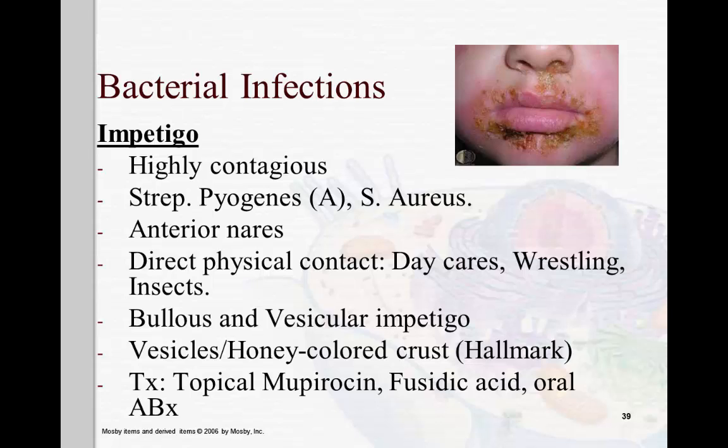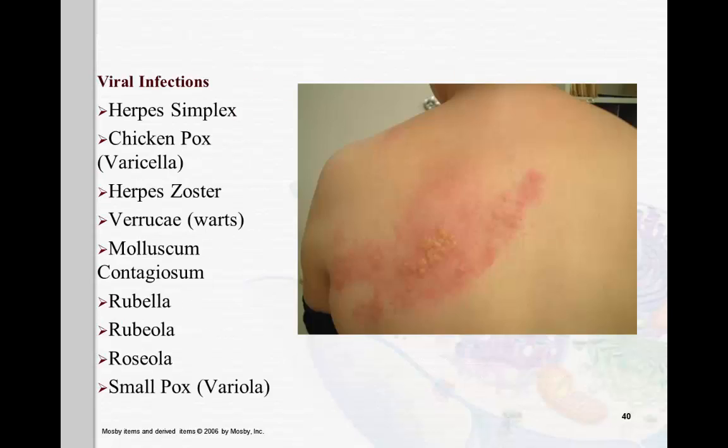And the main symptoms are characterized by vesicles that, when they break, produce a honey-colored crust, which is a hallmark for impetigo. It is very contagious and is very common presently in daycares and among patients that are wrestling, with very close skin contact. Okay, and you would see that the main treatment is antibiotics. Now let's talk about viral infections.